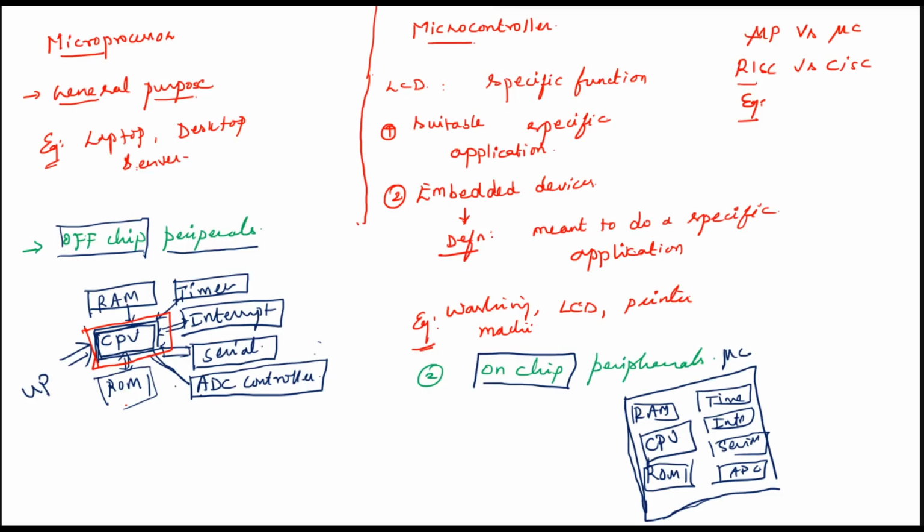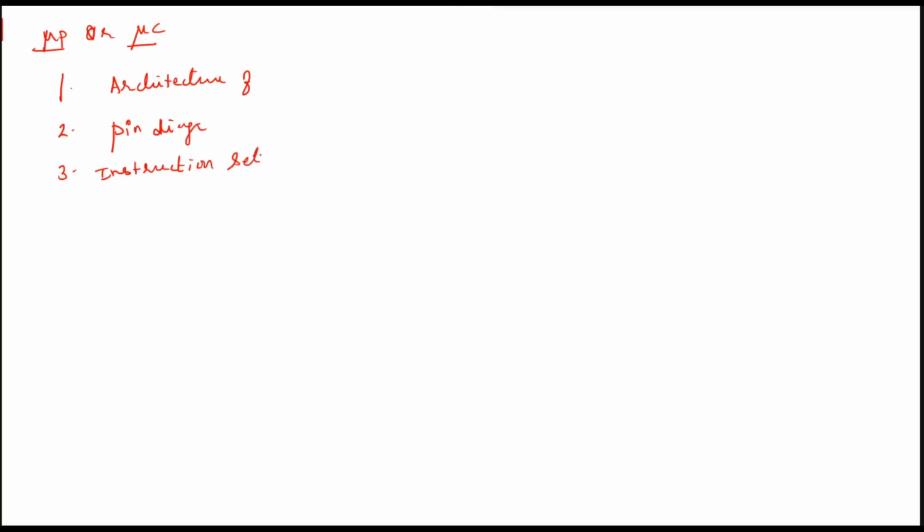Okay. Now this, I hope you have been clear with this. Generally, whenever you are going to read about any microprocessor or any microcontroller, the first thing you read is the architecture of the corresponding processor, then the pin diagram, then the instruction set, and the fourth one is interfacing. So these are the four major topics.